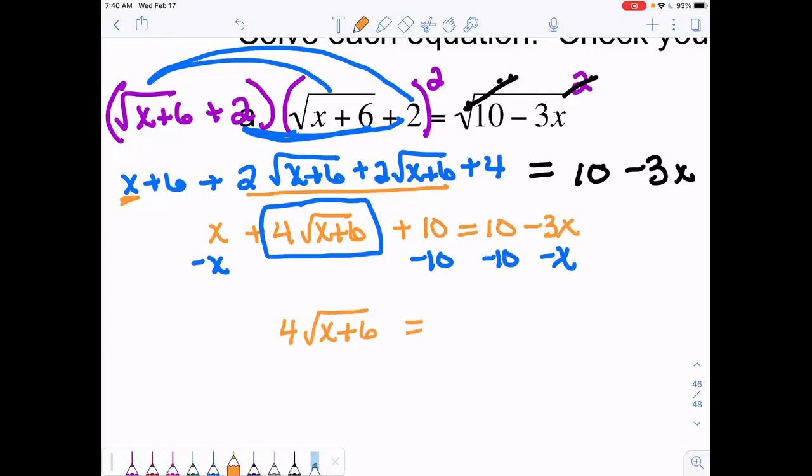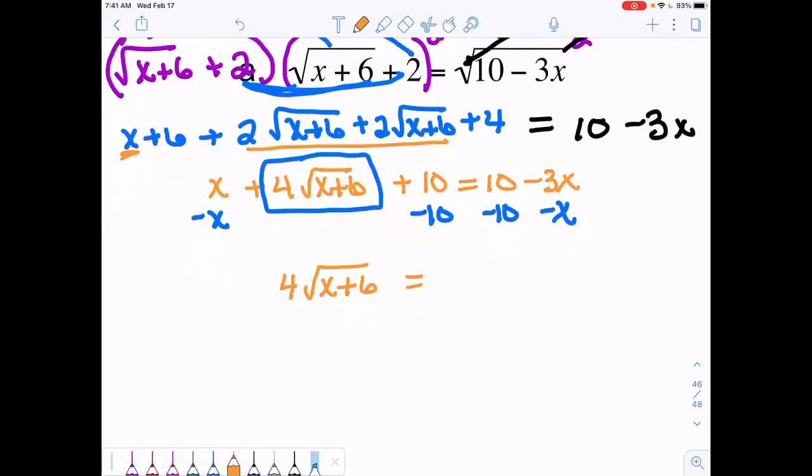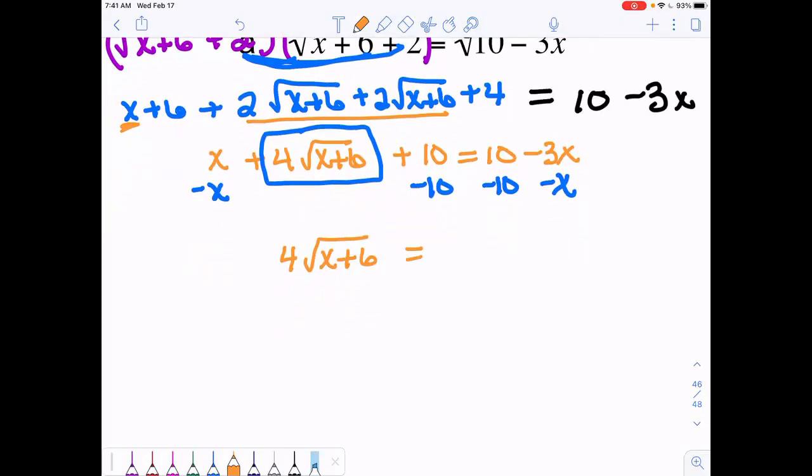So Faith, when you subtract 10 and you subtract x, what's left on the right side? All right, the radical's almost by itself. It's so close. One more step here, Faith, to get the radical by itself. What's the last thing we would have to do to get that radical by itself? Divide by 4. So now we have the square root of x plus 6 equals negative x.